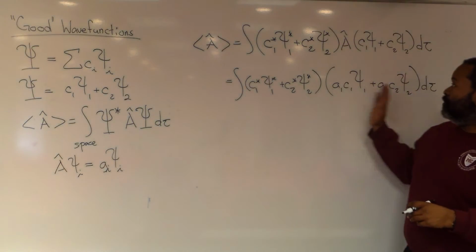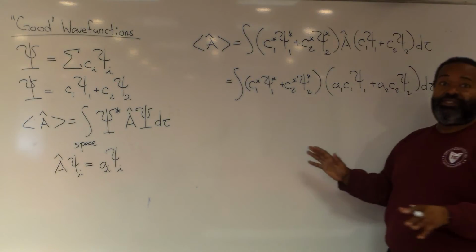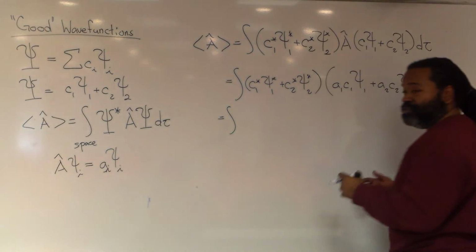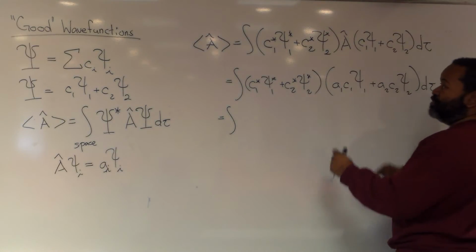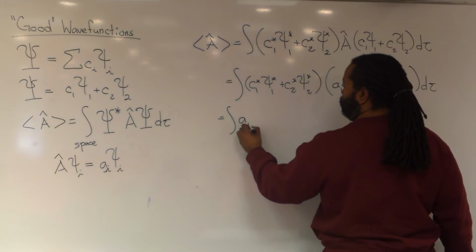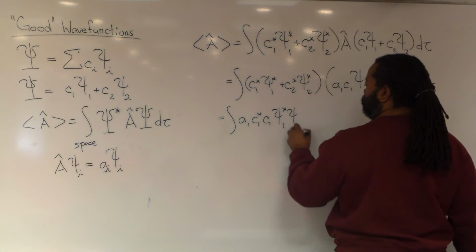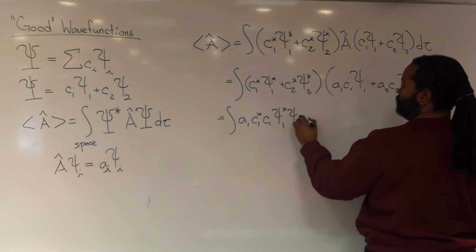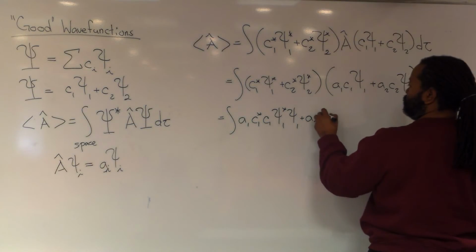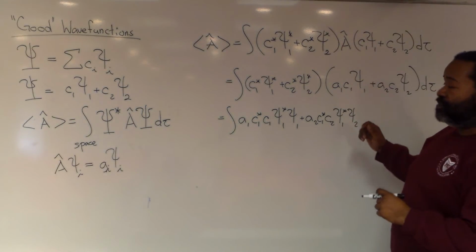So now at this point, we've got a bunch of constants and a bunch of functions. We're multiplying things together, and that's all straightforward. We can just apply FOIL. So we'll have integrals of several things, and that integral of the sum is just the sum of those integrals. So I wanted to distribute everything and multiply through. So we want to do the first. So we get an A1, C1 star, C1, psi 1 star, psi 1. Outer, that's A2, C1 star, C2, C1 star, psi 1 star, psi 2.